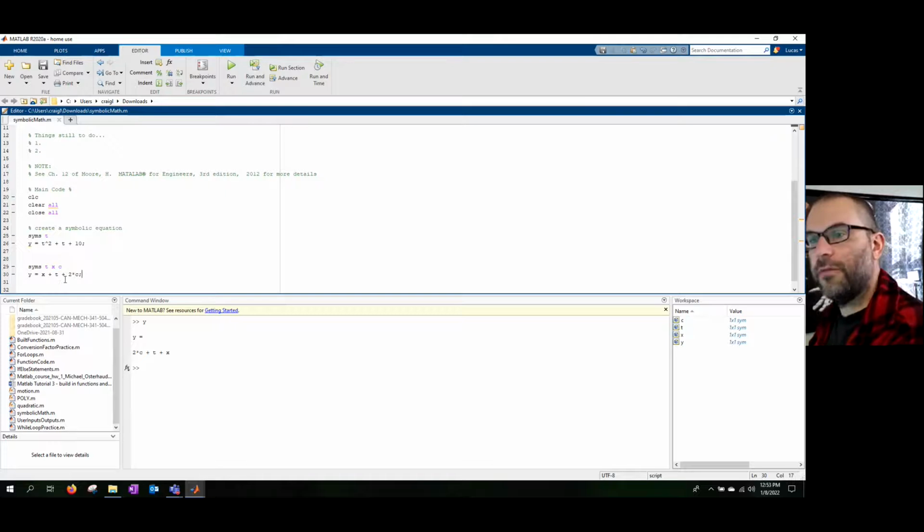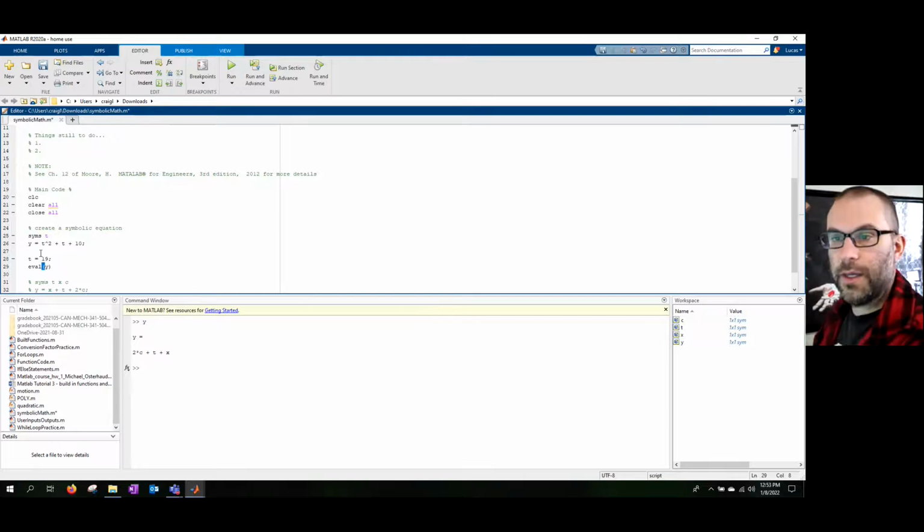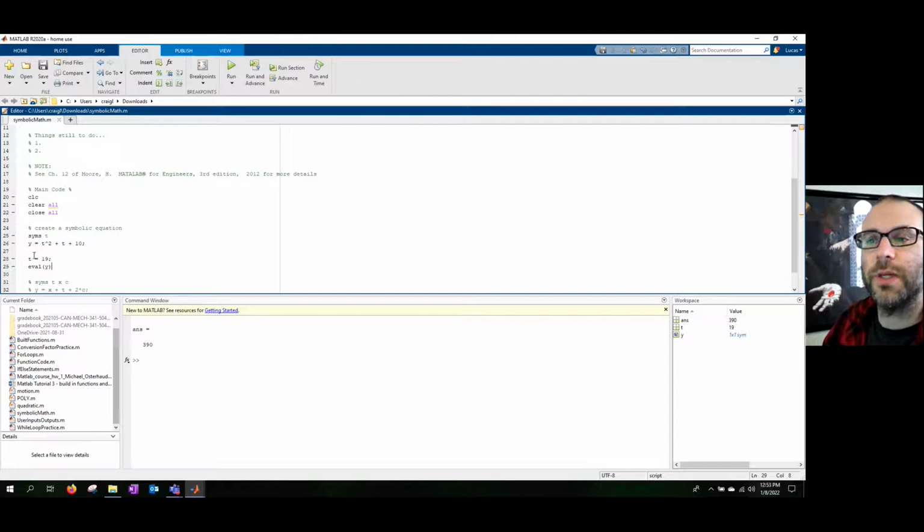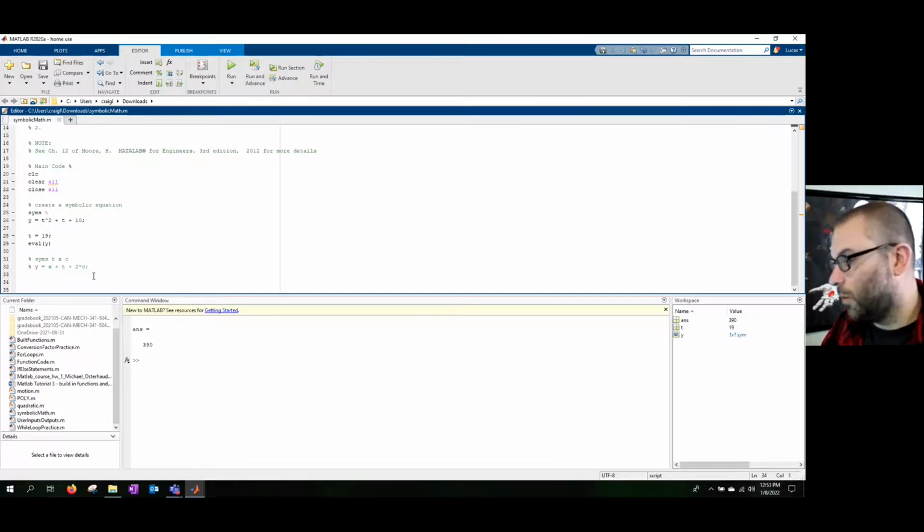Now, if I just comment this, just to show you, say we want to evaluate this one above at 19 seconds. Well, the way to do that is to plug in t of 19 after your equation and then say eval of y. So when you run it, it now will spit the answer out. It evaluates this equation when the time is 19. It's pretty cool. Okay, so well, now let's look at the solve function.